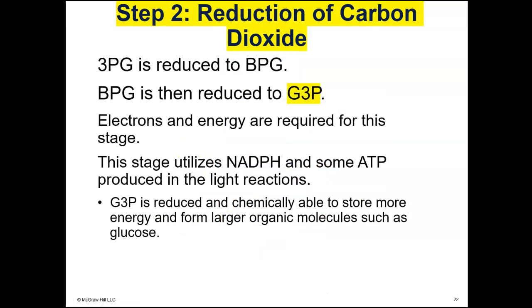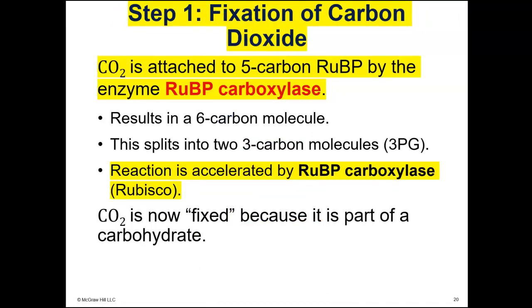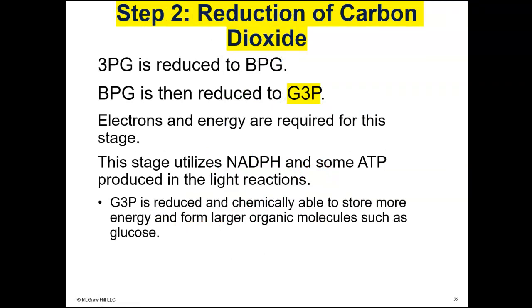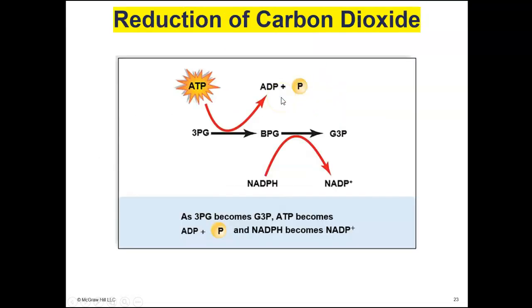So we have those 3 steps. Step 1 is attaching carbon dioxide to RUBP by the enzyme Rubisco, or RUBP carboxylase. That is the fixation of carbon dioxide step. The second step is the reduction of carbon dioxide with the final product being G3P. That is a 3-carbon molecule. So carbon dioxide is reduced to G3P.